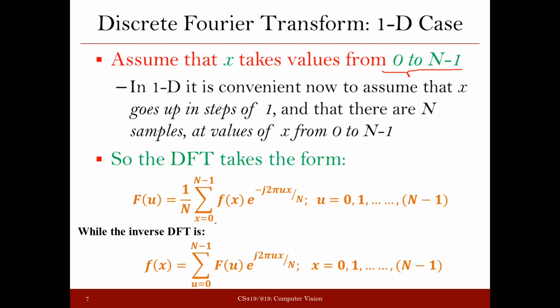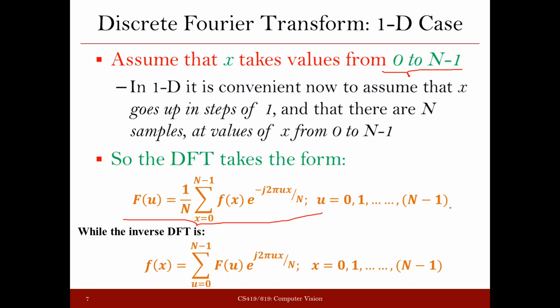Okay. Now, given the function f(x), its discrete Fourier transform in 1D is given by this formula, which says that the Fourier transform of f(x) is going to be F(u), and this is going to be equal to 1 by n, sigma x equal to 0 to n minus 1, f(x) e to the power minus j2 pi ux divided by n, where u is also going to range from 0 to n minus 1. That means you are going to get a total of n different frequencies.